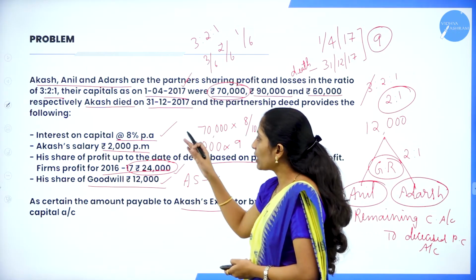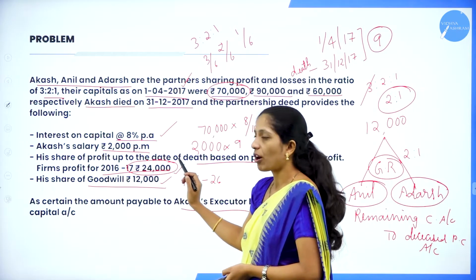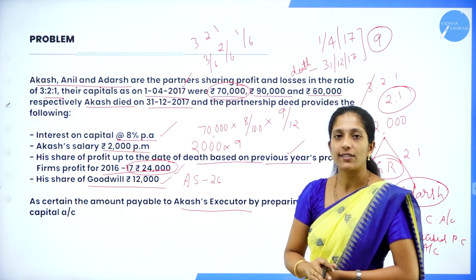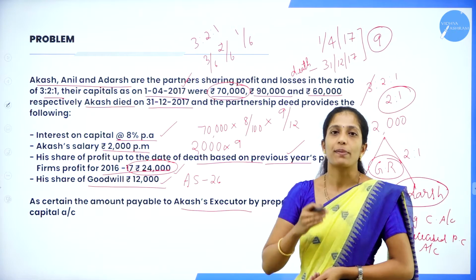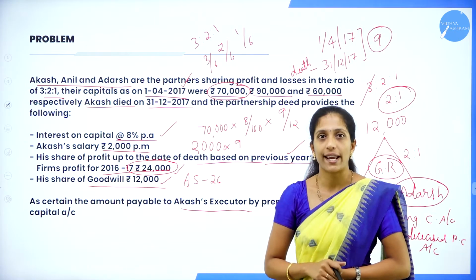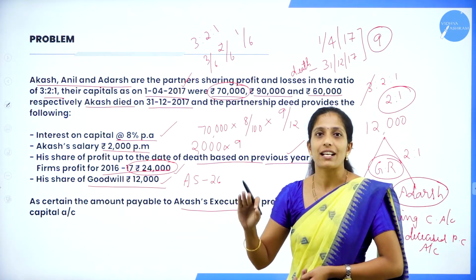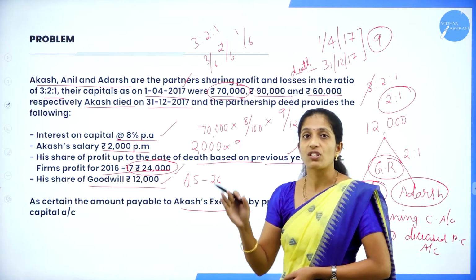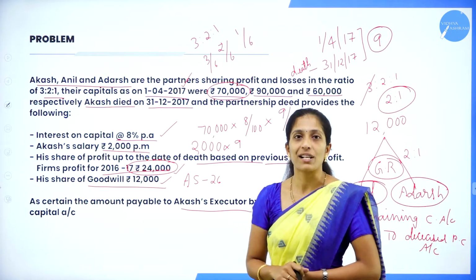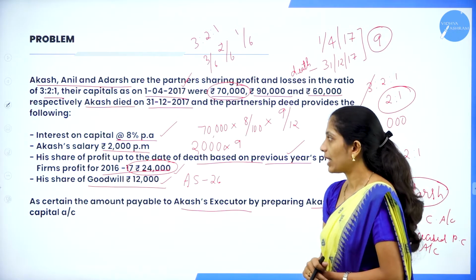Now, we are done with all the entries. We have given interest on capital, salary as well as profit. Next, goodwill. Now, what you have to do? We have to balance both the sides and the balancing figure has to be transferred to his executor's account, that is Akash executor's account. And here in this problem, there is no drawings as well as interest on drawings. Suppose there was drawing and interest on drawing, it has to be recorded in the debit side of the partner's capital account, that is deceased partner's capital account.